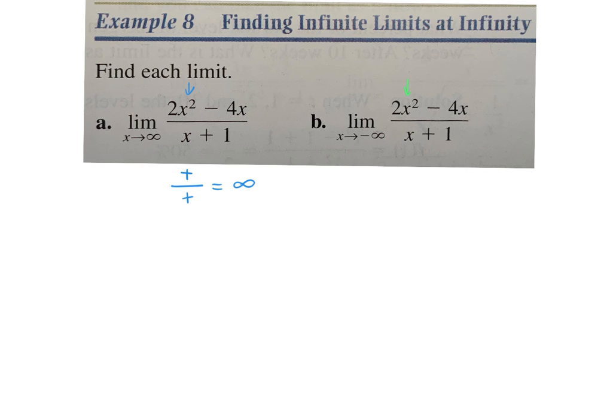I put in a negative and square it. What's my numerator going to be? It's going to be positive. In the denominator, I just put in a negative. What's that going to be? Negative. So I am approaching negative infinity. That is how I do it. I do not do long division.